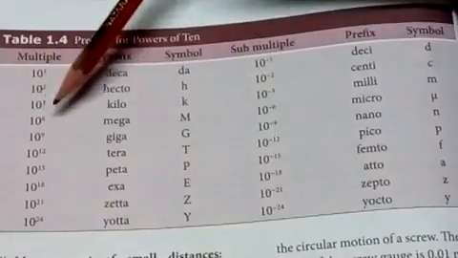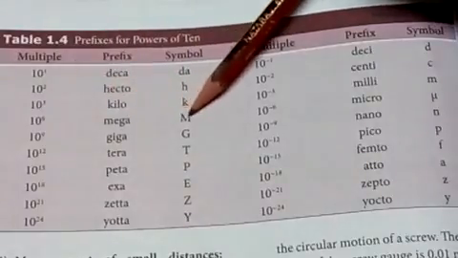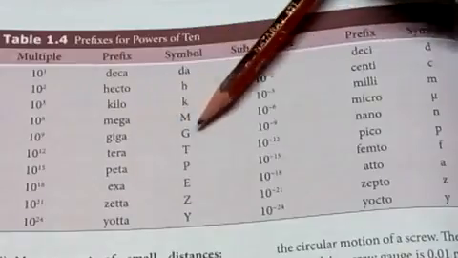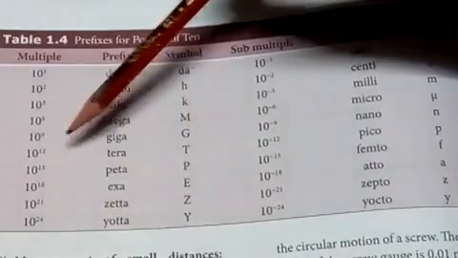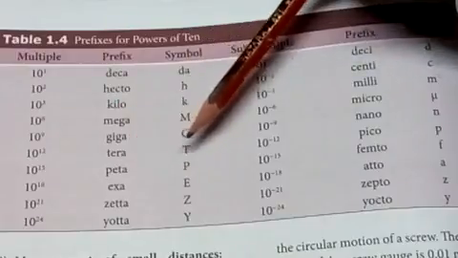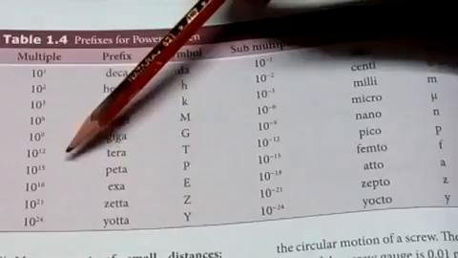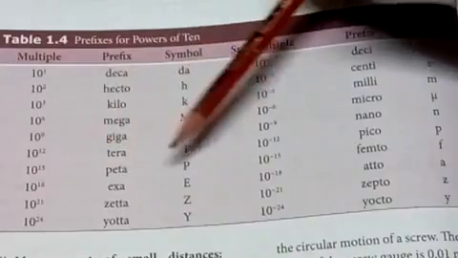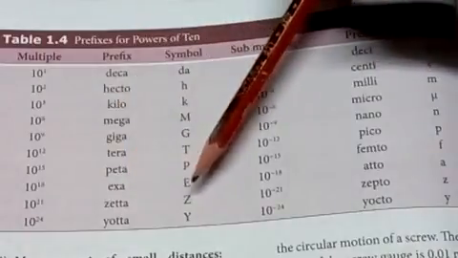Then 10 power 6, that is mega, symbol is capital M. 10 power 9, that we say as giga, symbol is capital G. Next one, 10 power 12, that we call tera, symbol is capital T. 10 power 15, sorry, we call it peta, symbol is capital P. Next one, 10 power 18, we call it exa, symbol is capital E.